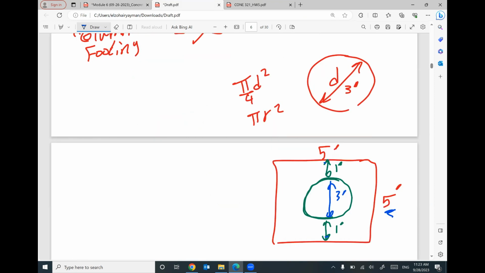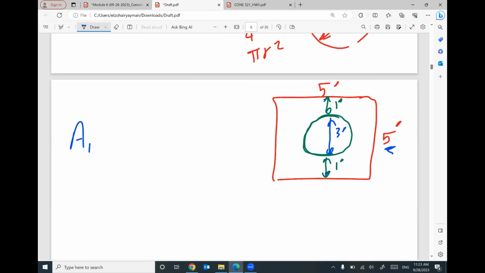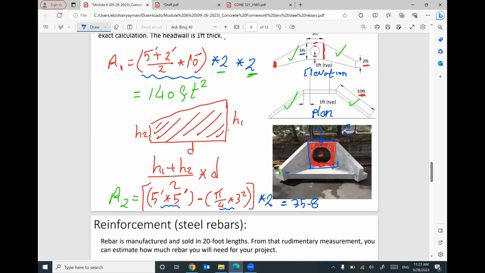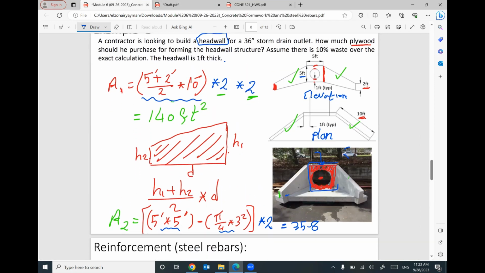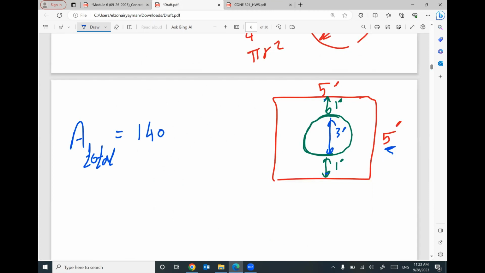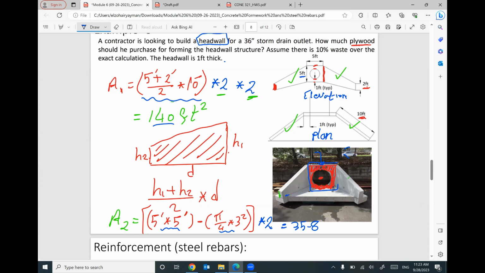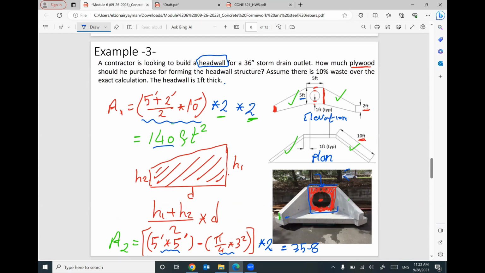So the total area of formwork for this end wall or head wall will be 140 plus 35.8. It will be 175.8 square feet. And keep in your mind, actually the diameter of the storm drain outlet pipe is given as 36 feet.